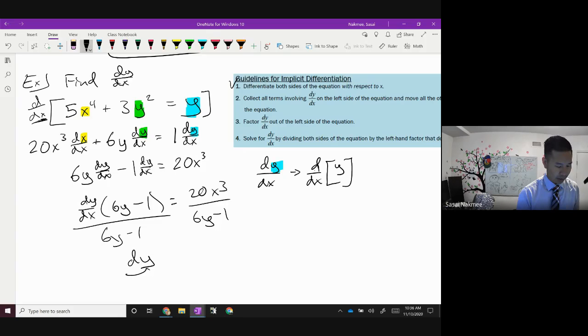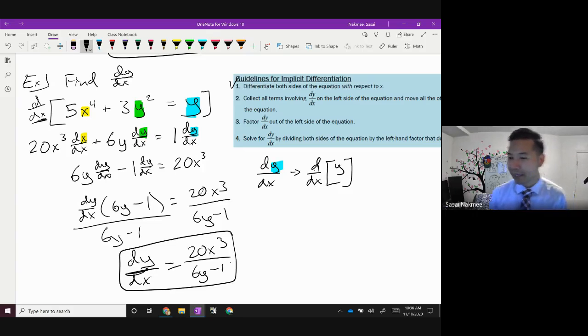You get dy dx is equal to 20x cubed over 6y minus 1. And that is going to be your answer. And look at that, I stopped. Wouldn't the, yes, that is negative. Did I not write negative? Look at that. Max, Monica, and Brandon catching my mistakes.